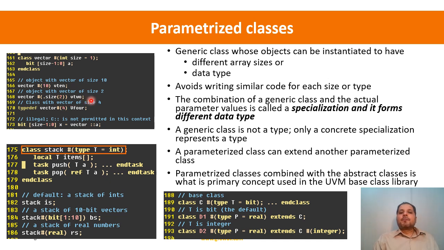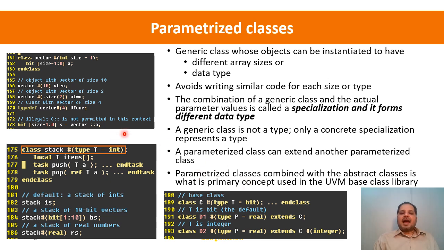And if you want to create multiple variables of a particular specialization, you can use typedef. So I can say typedef vector#(4) v4. Now I have created a data type, not a variable. Here v10 and v2 are variables, whereas v4 is a data type. So now I will have to use v4 and then pass in the names of the variables that I want. Then I can create multiple variables of this type anywhere, and those will again be of the same type.